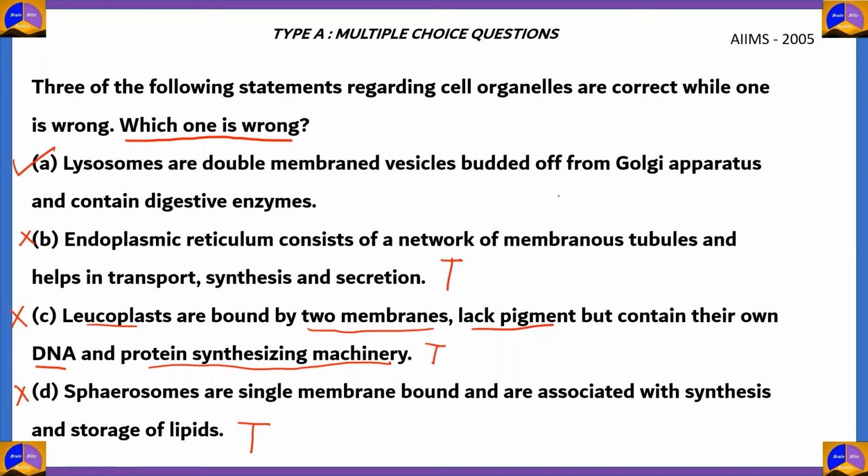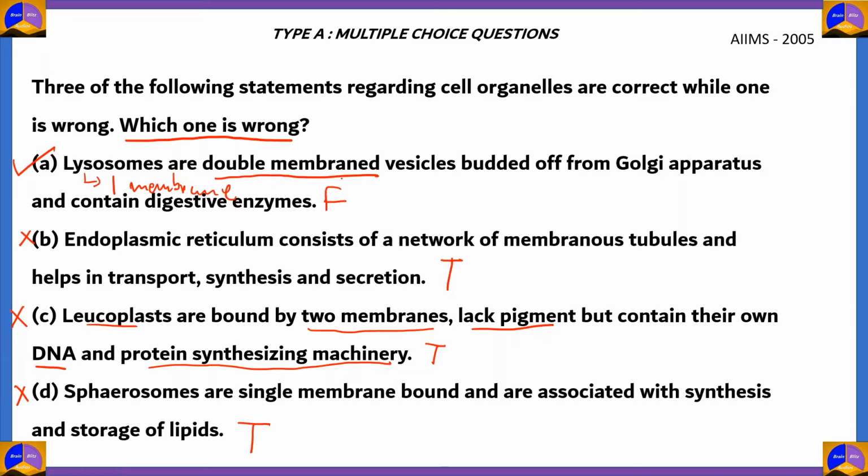Lysosomes are double membrane vesicles budded off from Golgi apparatus and contain digestive enzymes. So why is this statement wrong? The statement is wrong at this point. Double membrane. Lysosomes only have 1 membrane and not 2. And lysosomes do contain digestive enzymes. So because of the statement that lysosomes are double membraned, this statement is incorrect. It is false.